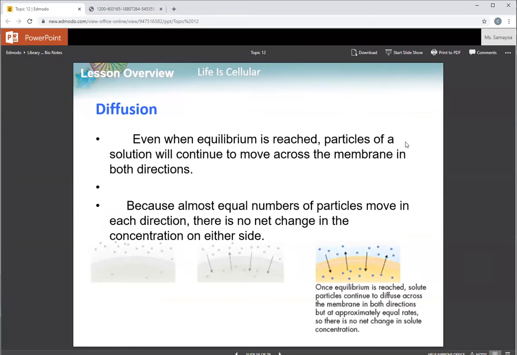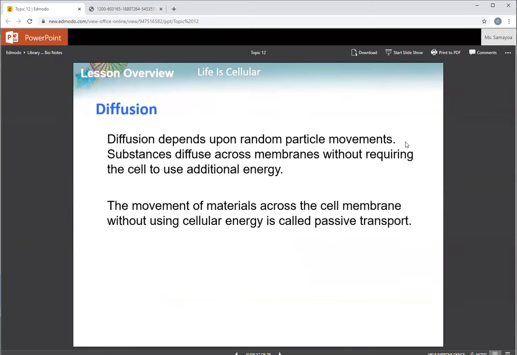So all you need to know, diffusion is for literally anything that's not water. Water itself has its own little special one, and that's called osmosis.